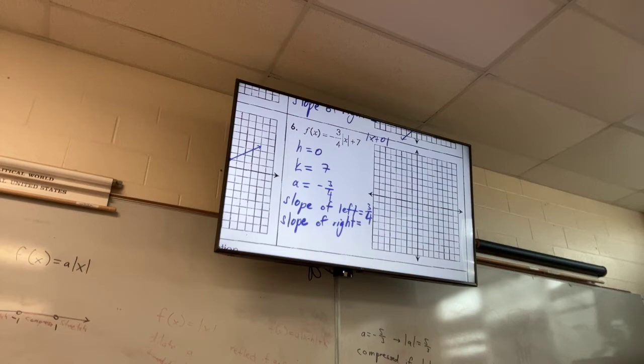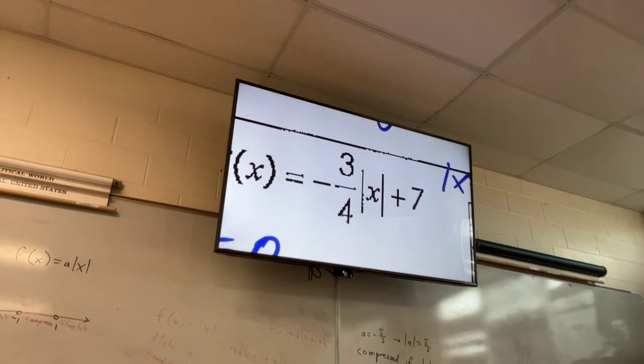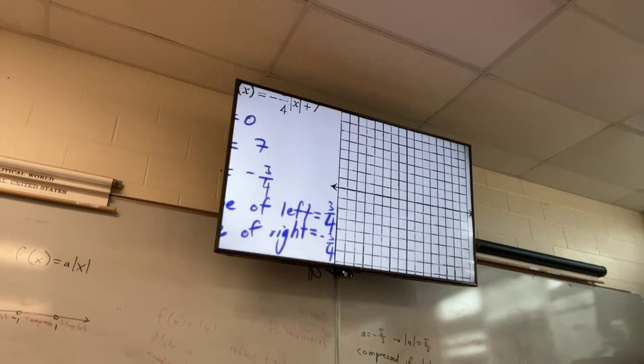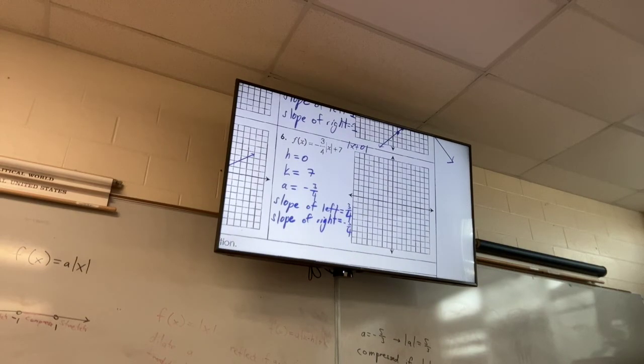So the slope of the right is going to be negative 3/4, right? And that makes sense, right? We have a negative out front here, so it should be an upside down v. So start off, plot my vertex. My vertex here is 0, 7, right? H, k. So we're not going to go left or right at all. We're going to go up 7. 1, 2, 3, 4, 5, 6, 7.